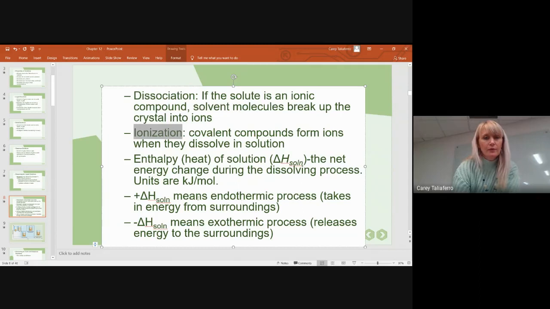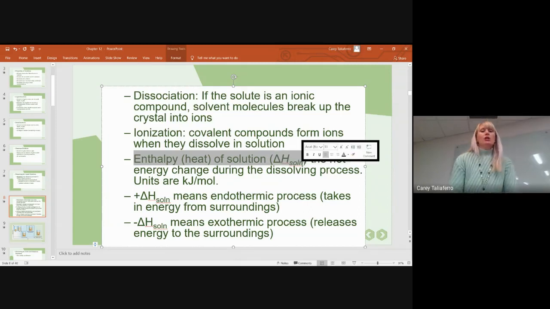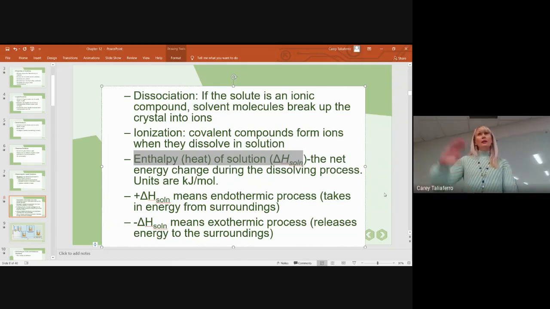Sometimes this is an endothermic reaction, and sometimes you have to talk about exothermic processes. So there's something called enthalpy, and we're actually going to talk about more enthalpy in later chapters. But there is something called the heat of solution, and that's how much energy gets exchanged during the dissolving process. So when you're dissolving salt in water, there's energy involved. When you're dissolving sugar in water, there's energy involved.